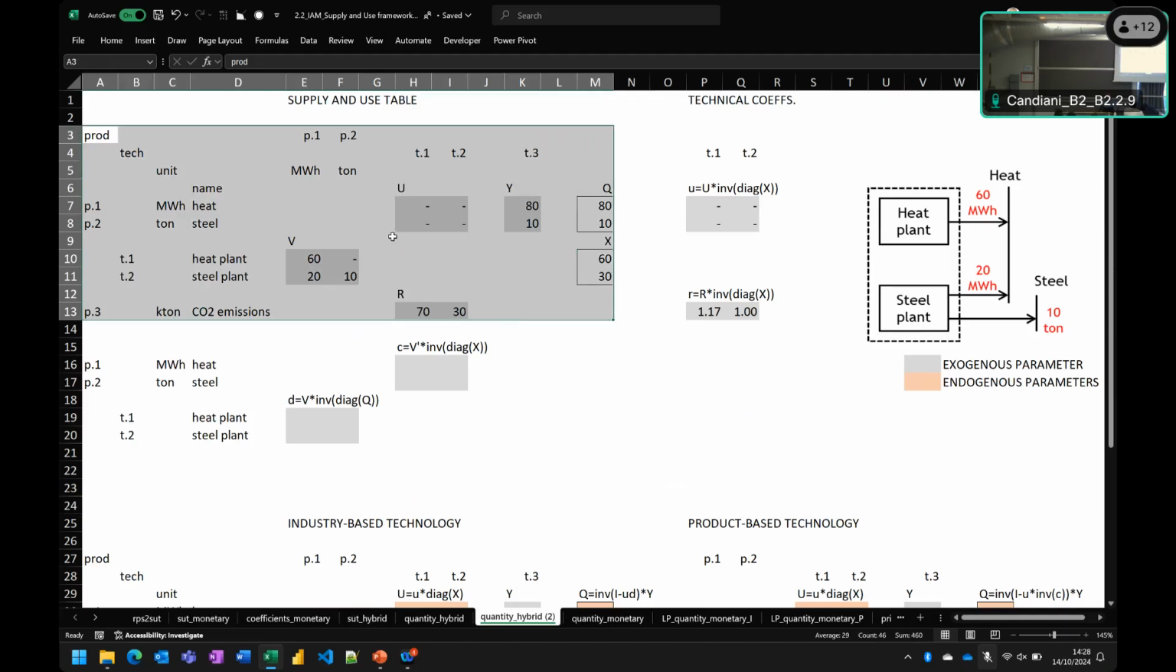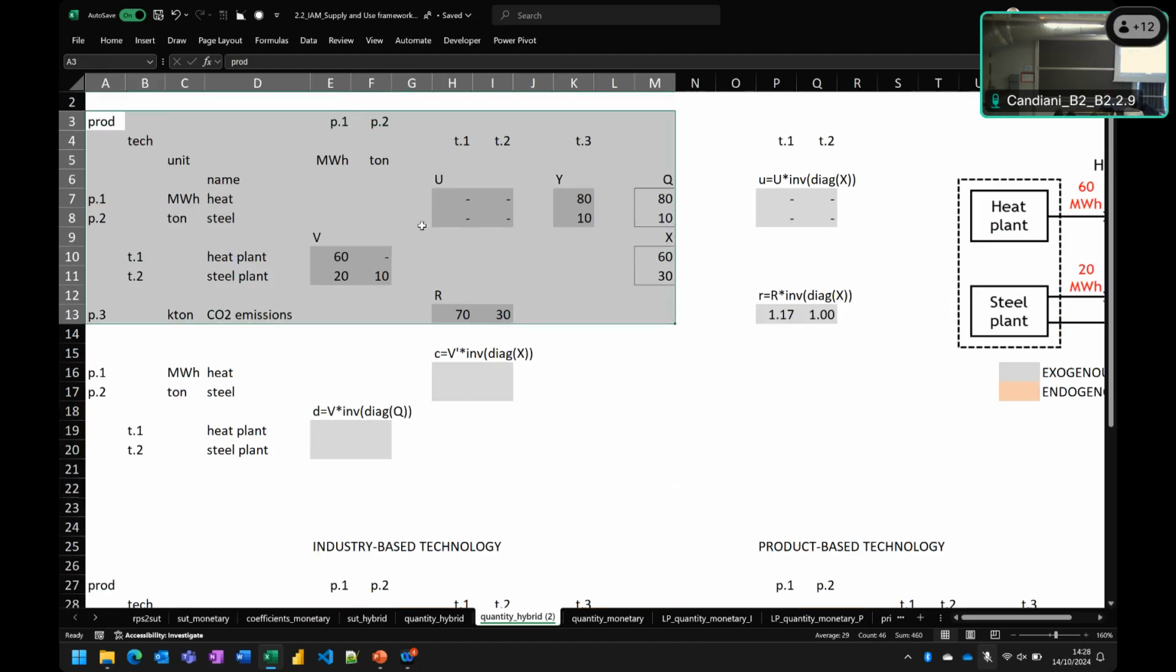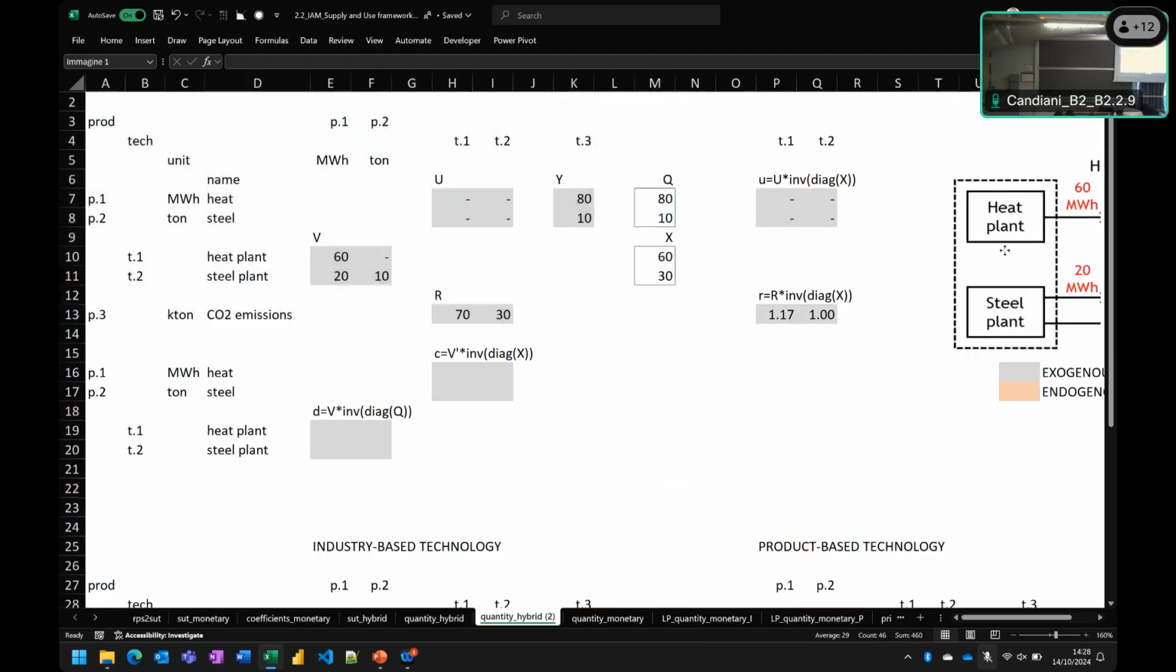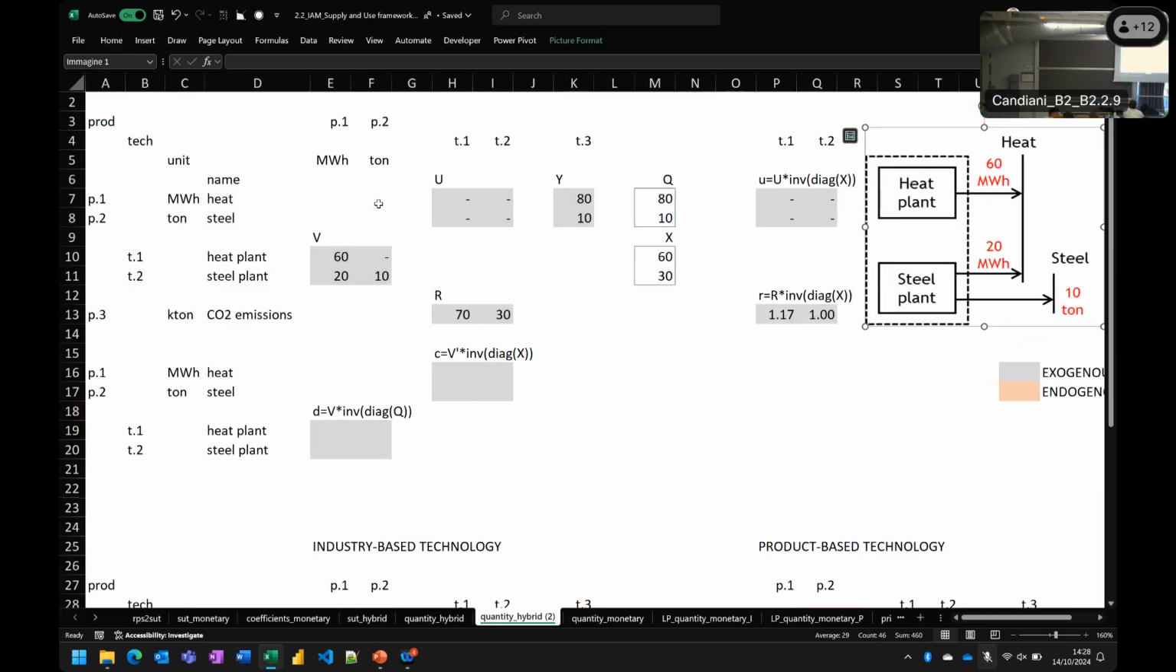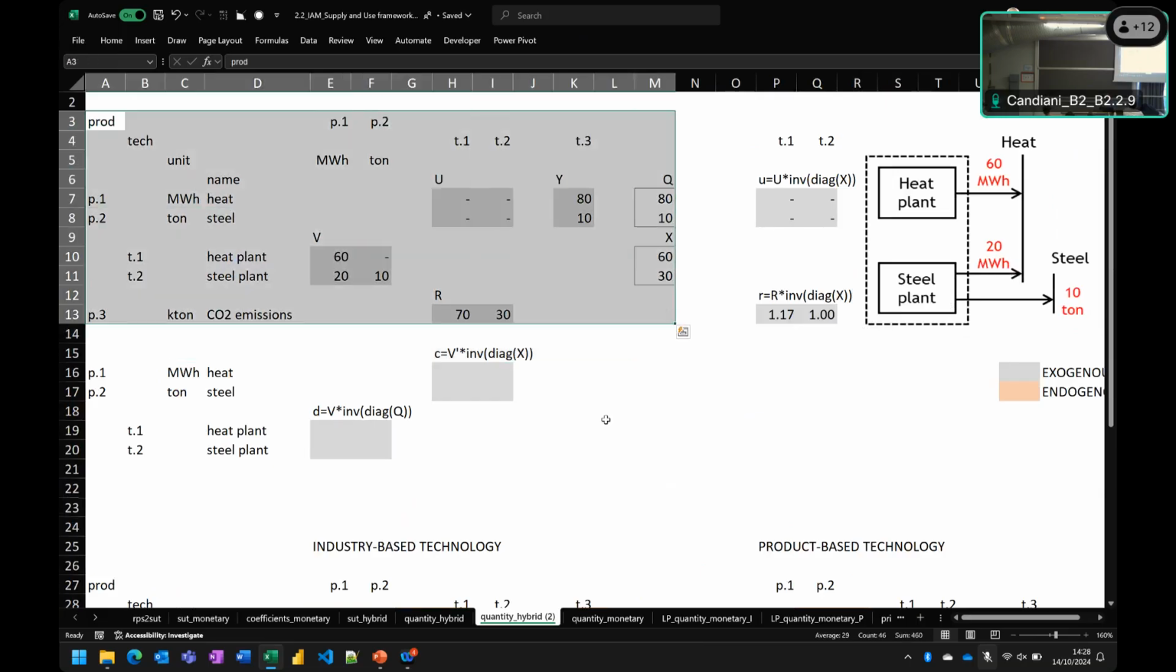You want me to zoom in a bit? We have a use table here that is 0. Is it clear why this table is 0, by looking at this reference production system? Yes or no? Yes, great.